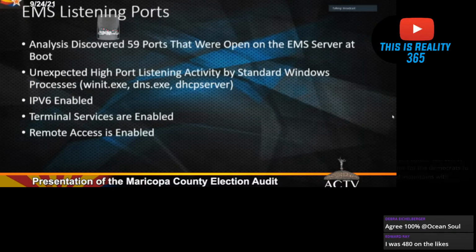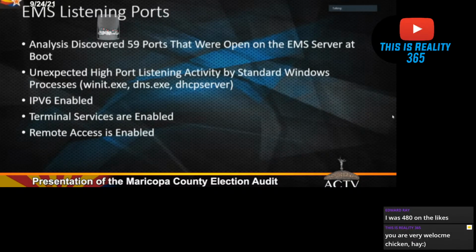So these services had dual functions with dual listening ports and things of that nature. There were ports and there were services that were enabled that allowed remote access. Okay, so the RDP protocol, for example, as well as the terminal services were enabled on the EMS. Okay, next slide.